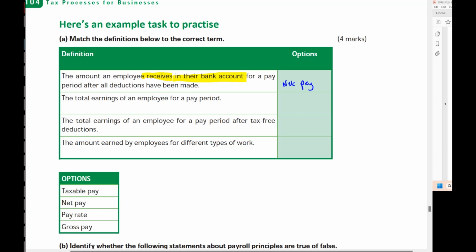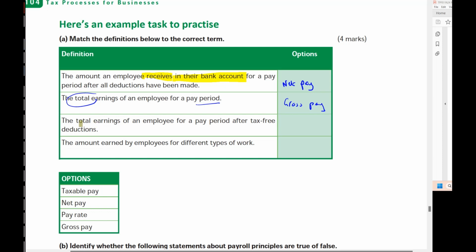The total earnings of an employee for a pay period. The period could be a month if they get paid monthly. So what are their total earnings before deductions is what it's asking for. So that is therefore their gross pay.